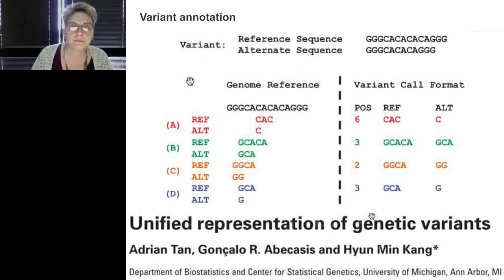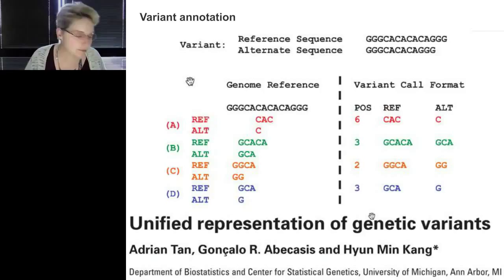Lastly, I'm going to talk a little bit about variant representation, because it's not just being able to annotate. Part of the issue of annotating a variant is being able to match it to other variants that you've seen before. And there are two problems with this, one of which is that there are multiple ways to represent a variant in a VCF file.